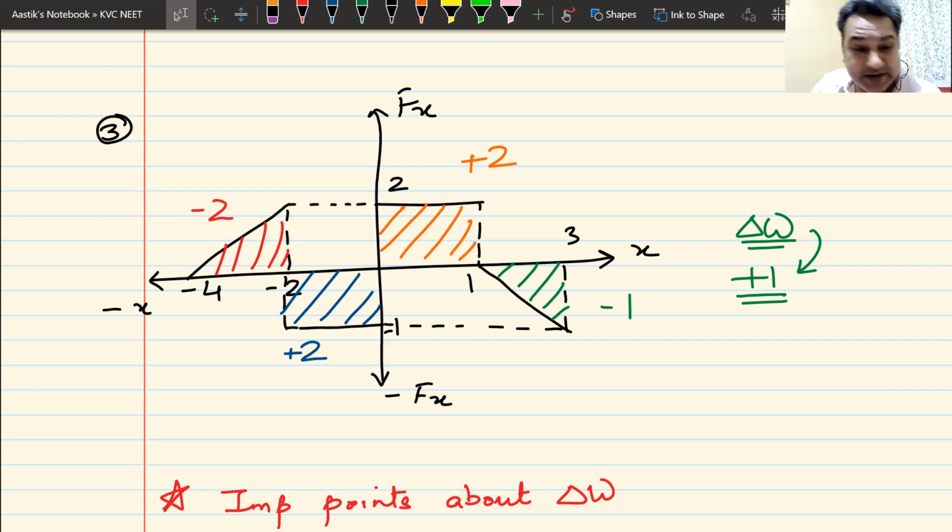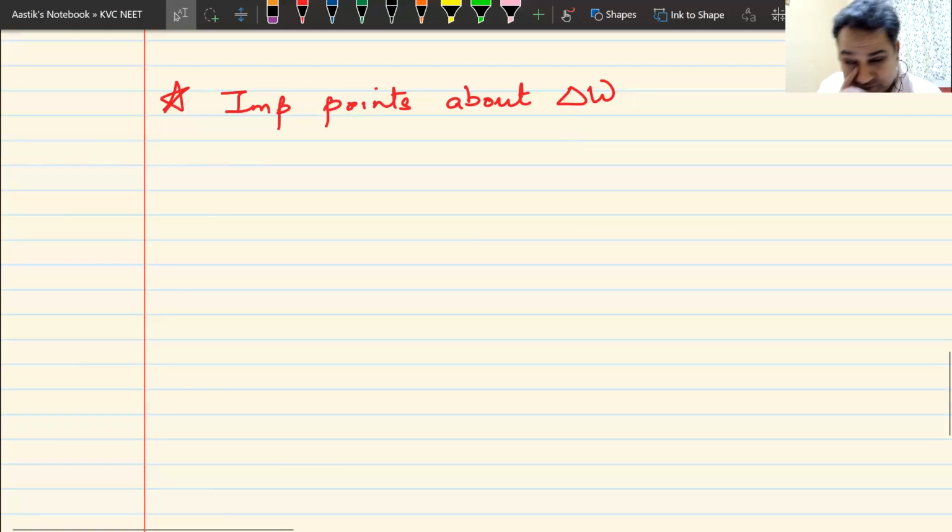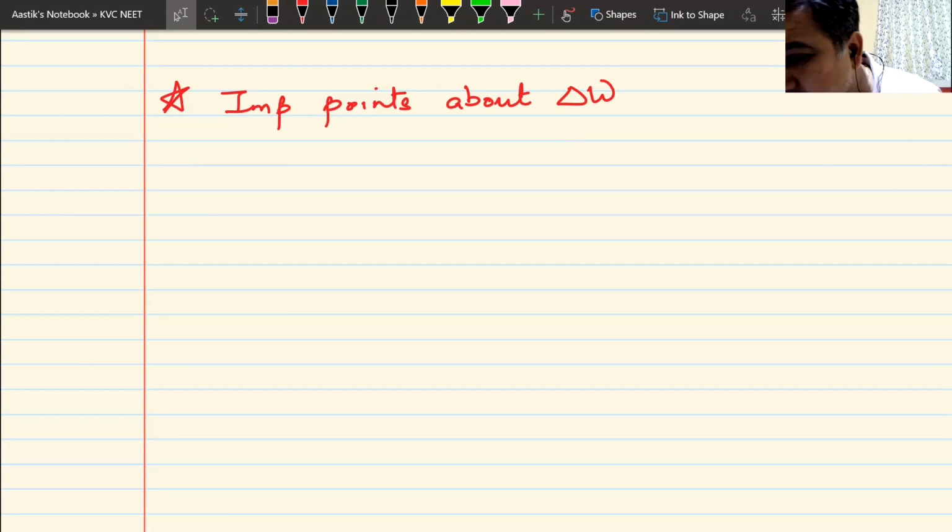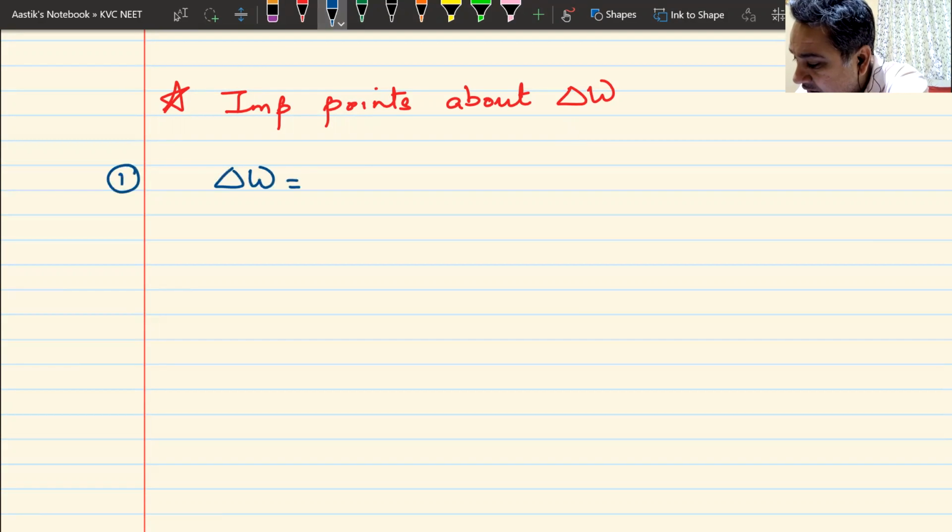We will move on, and again, while we are writing all these important points, this is a sort of revision for what we have done up till now and what you should always keep in your head while you are dealing with work done. The first thing and the most important thing is the definition of work done.